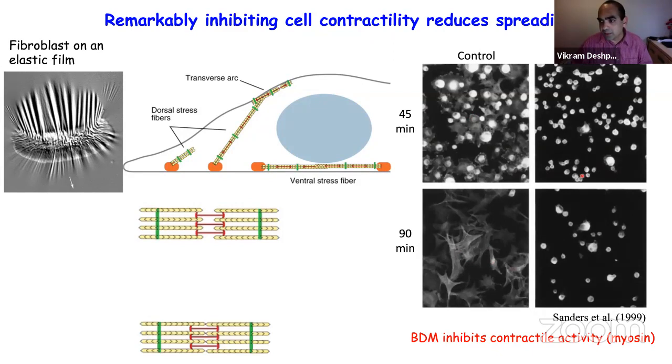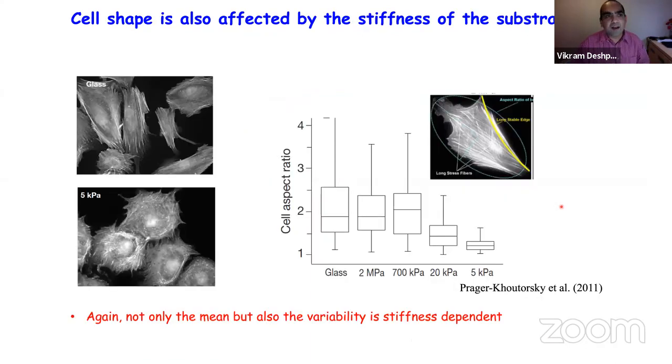But suppose you do something else now, and you take the cells and add this element called BDM into it. It inhibits contractility. Then what you find is that it's not that the cells are spread more; they're not spread at all. So something very counterintuitive has happened. And these are the sorts of features that we really want to try to understand.